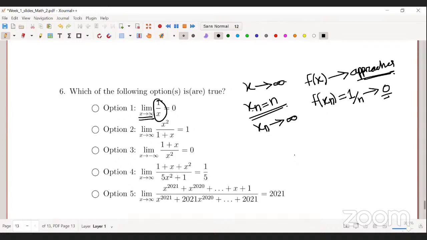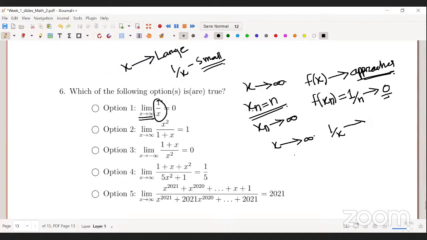So if x is large, 1 by x is small. If x tends to infinity, 1 by x tends to 0, because if you increase the value of x, you get a very small value of 1 by x. Similarly, you can check if x is equal to n square, or some other sequence which converges to infinity, then that sequence of 1 by x converges to 0. So the first option is correct.